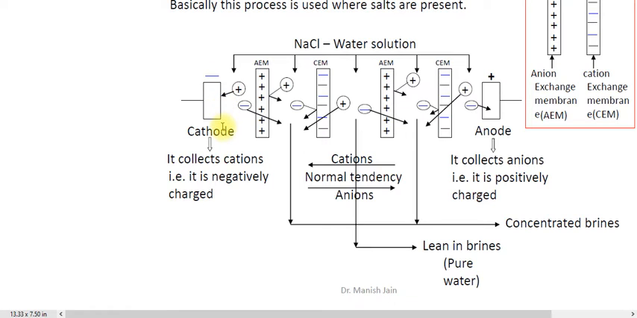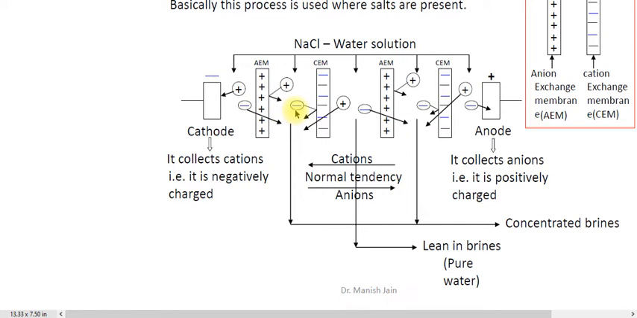and the Na positive ions will be collected near this cathode. Now in this chamber, here also you have Na positive ion and Cl negative ion. So the Na positive ion will try to move, because here you have the negative charge electrode and here you have the positive charge electrode. So the positive ion will try to move towards the cathode, but this AEM membrane will not allow the positive ion to pass through it. So it will remain in this chamber.